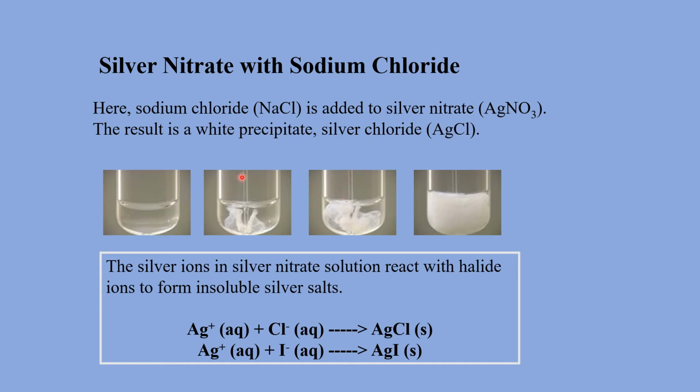The straight line here actually shows the silver nitrate being put into the sodium chloride solution. The silver ion in silver nitrate solution reacts with the halide ion, which is the chloride, to form an insoluble silver salt, which is silver chloride.